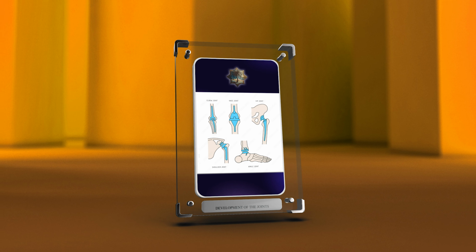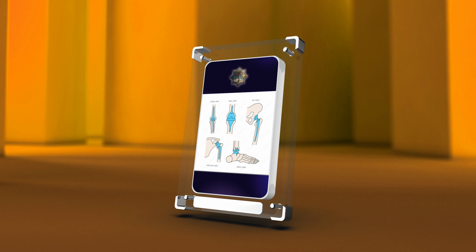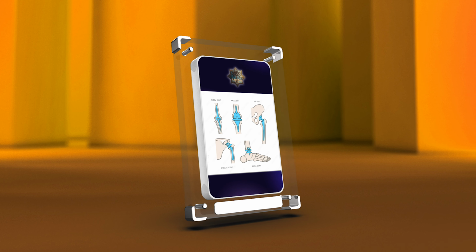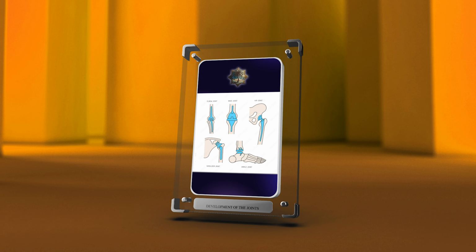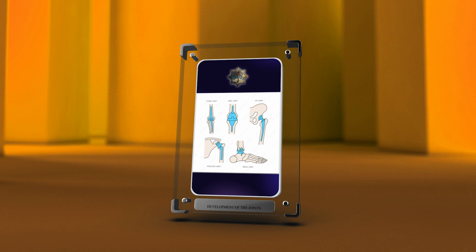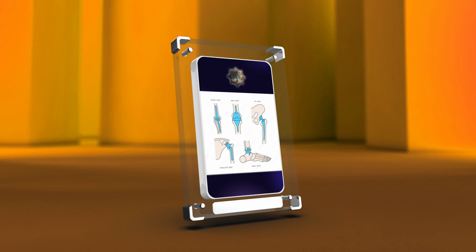In summary, joint development is a complex process involving cellular interactions, molecular signaling pathways, and differentiation of joint components. Understanding these processes is crucial for diagnosing and managing joint-related conditions.